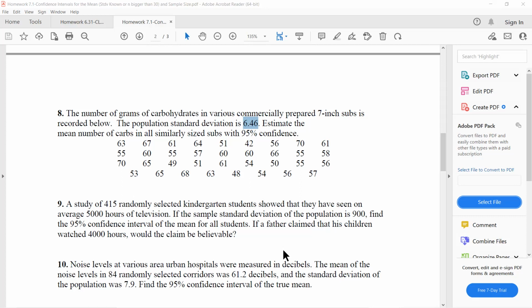What is your mean here? The mean is 84. And the standard deviation? 7.9. Yeah, 7.9. And your sample size is how much? 84. Good. And what are you going to use for Z? 95% confidence, but what is your Z?